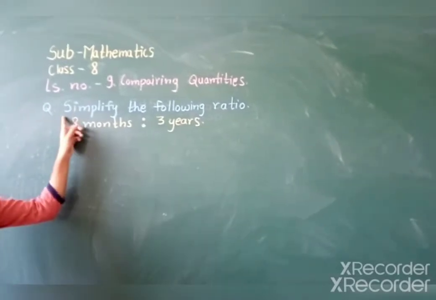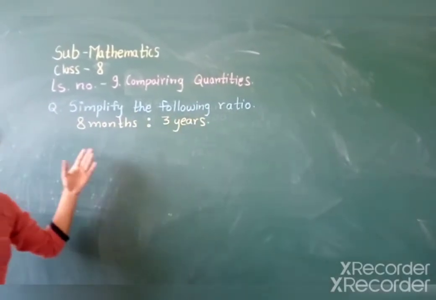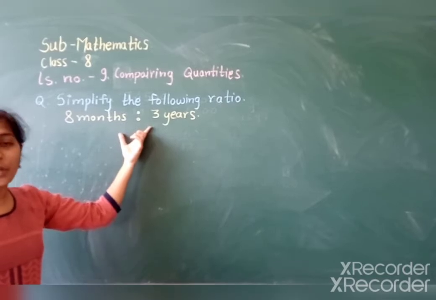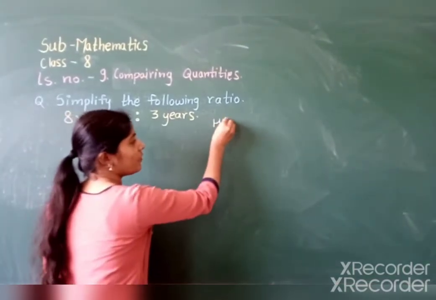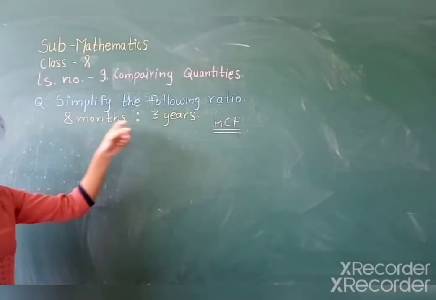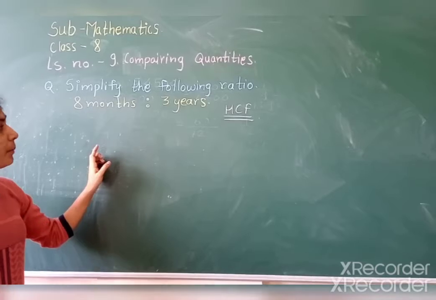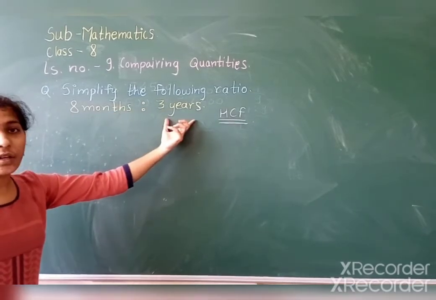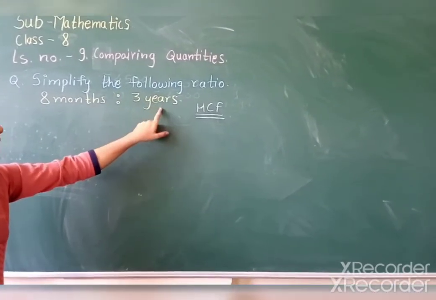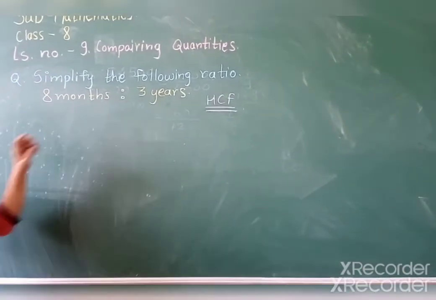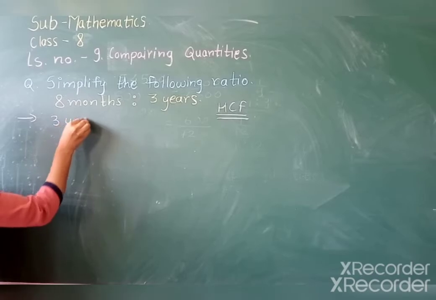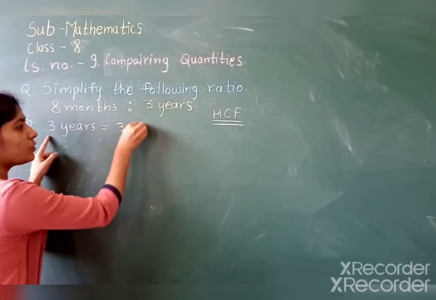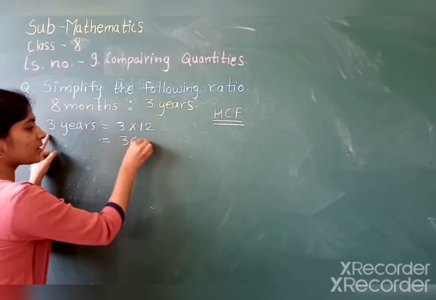Now let's simplify one example. Simplify the following ratio. Simplify means we have to take this ratio to its lowest form. First of all we find the HCF, and then we can convert this ratio into its lowest form. But class, here first we can see the first quantity is in months, and the second quantity is in years. So first we have to convert these years into months. So 3 years is equal to, in 1 year 12 months, 3 into 12, that is 36 months.